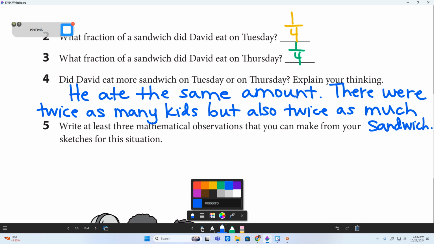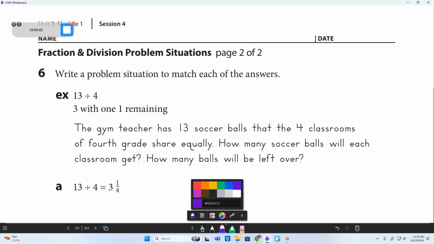Okay, good. Now, I don't really like question number five. I think we've talked a lot about all of this, so you have my permission. Would you go ahead and put a small x through number five, and we can skip right to that second page. So let's flip to 52.